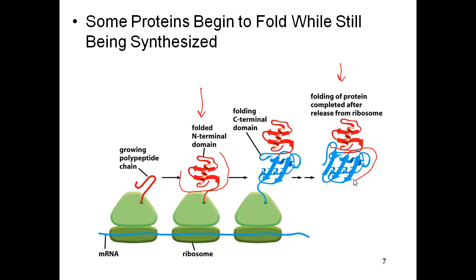And this is one of the reasons why we're not certain that proteins fold to a global thermodynamic minimum, because these proteins can get kinetically trapped into a local minimum by the process where part of the protein starts to fold before the entire length of the protein is present.